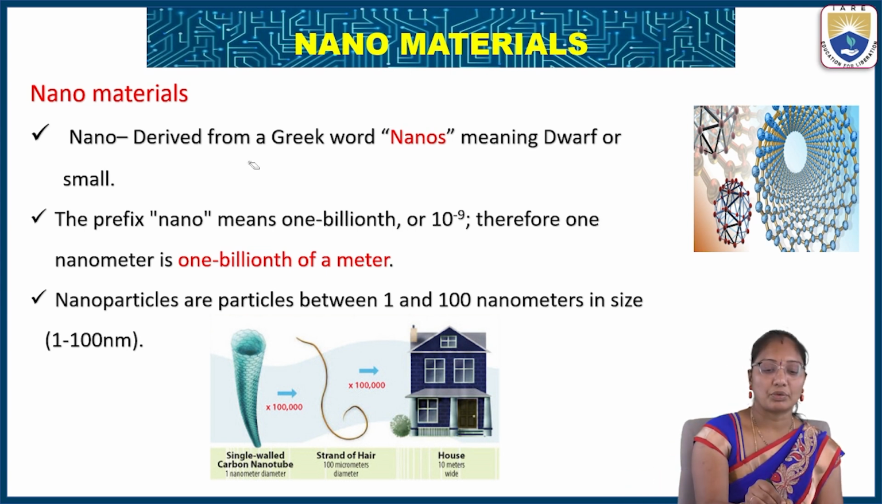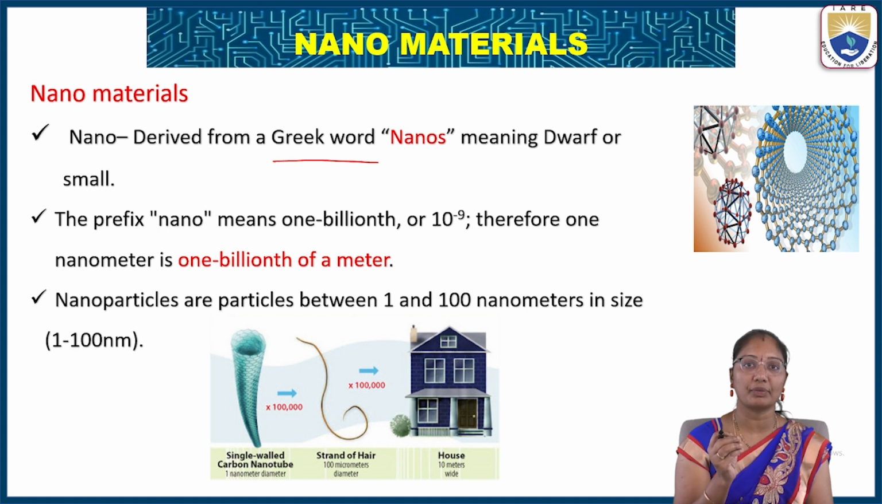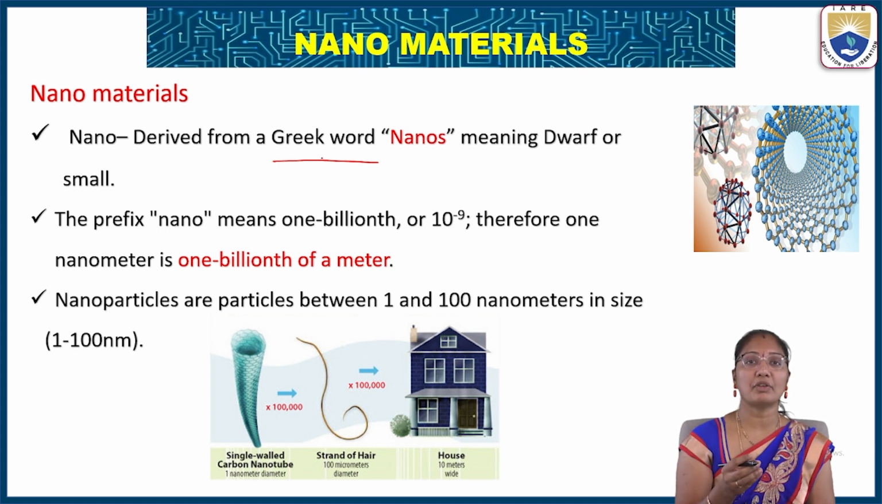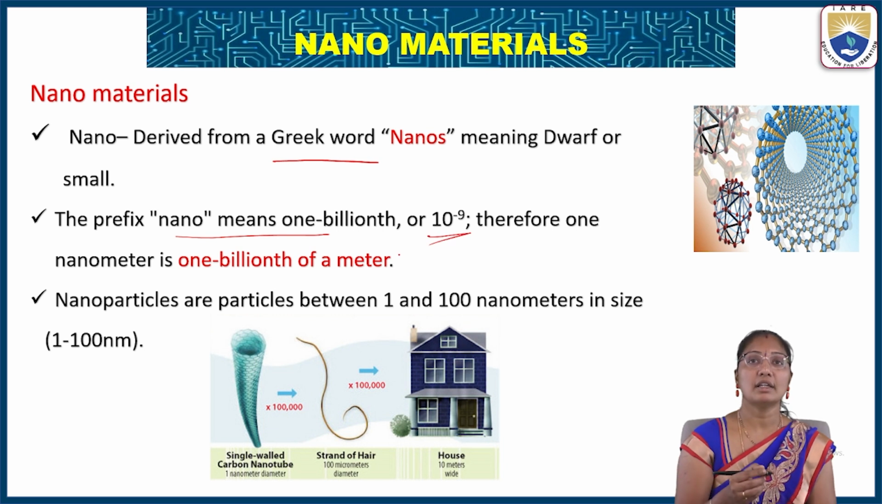Nano is a Greek word, nanos, meaning dwarf or small. The name itself indicates a dwarf, a very small unit. So the materials made up of these small units are called nanomaterials. The prefix nano means 1 billionth, or 10 to the power of minus 9. Therefore, 1 nanometer is equal to 1 billionth of a meter.